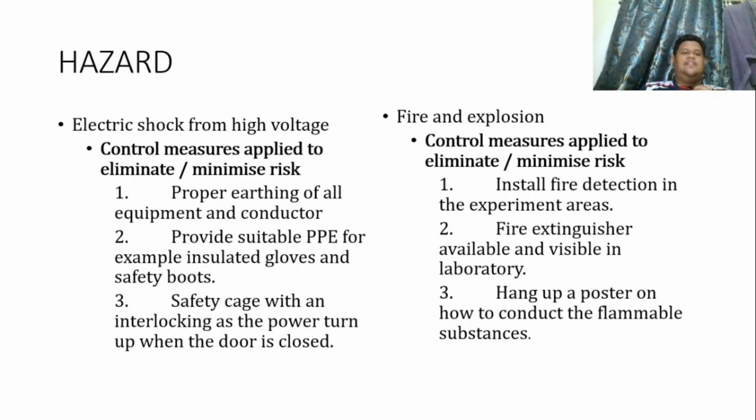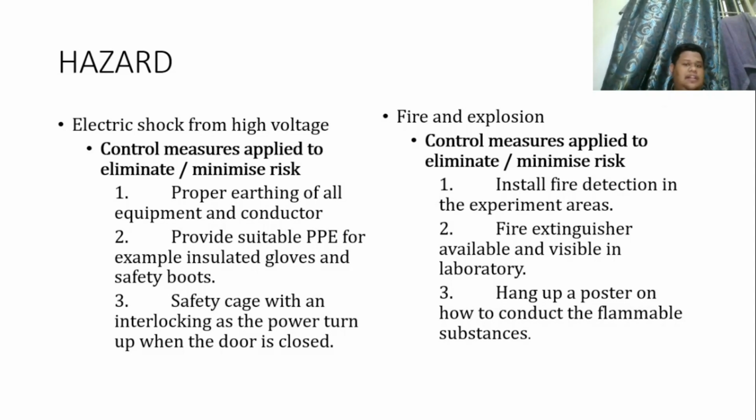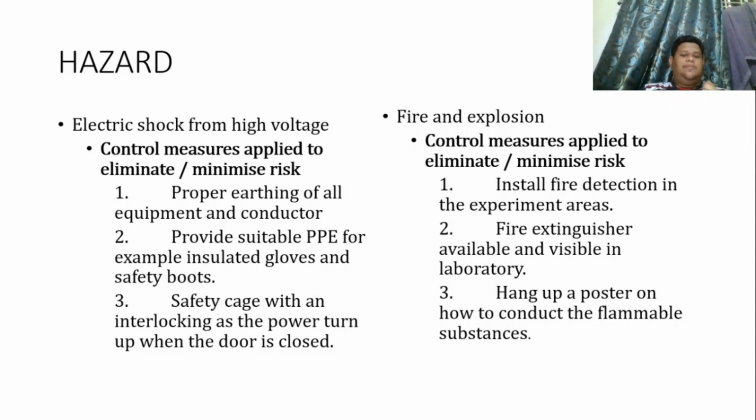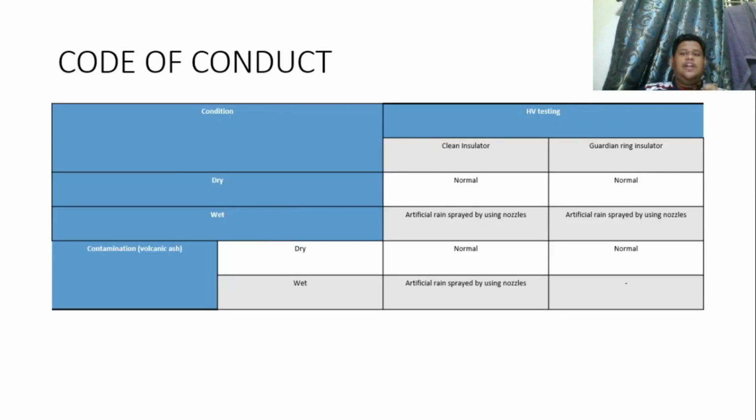So next is hazard. For electric shock from high voltage, to eliminate or minimize the risk, we use proper earthing, provide suitable PPE, and a safety cage with an interlock so that the power turns on only when the door is closed. Next is fire and explosion. The control measures applied to eliminate or minimize the risk are to install fire detection, keep fire extinguishers available and visible in the laboratory, and hang up a poster on how to handle flammable materials. So this is the code of conduct.